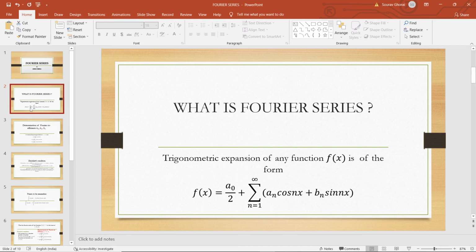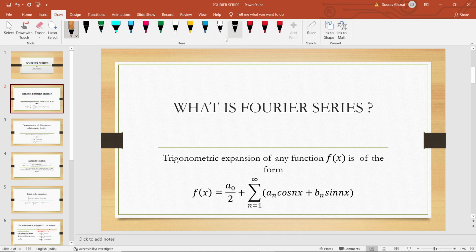That is, we can say it is the trigonometric expansion of any function f of x. In most cases, the function f of x is of the form f of x is equal to a0 by 2 plus summation over n is equal to 1 to infinity of an cos nx plus bn sin nx. Now the question is how can we express a function f of x in this form, or how can we find these undetermined coefficients a0, an and bn.